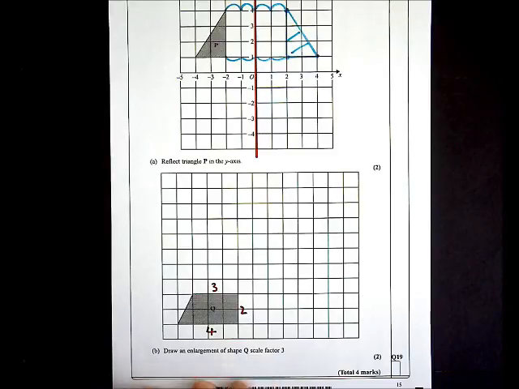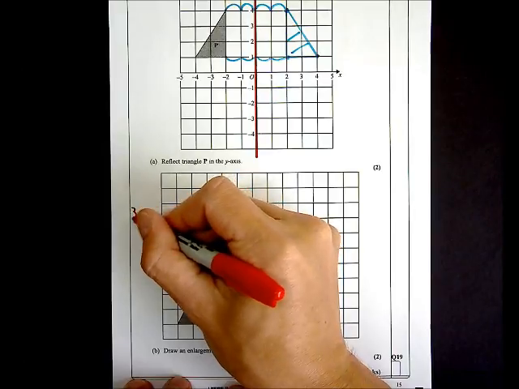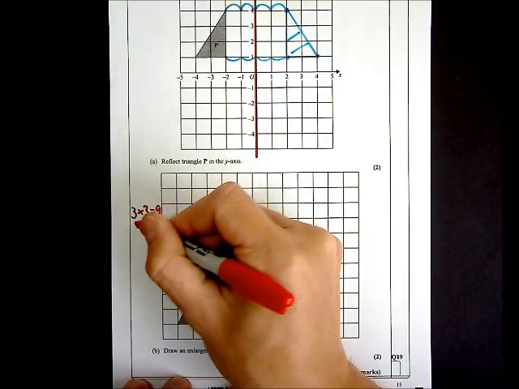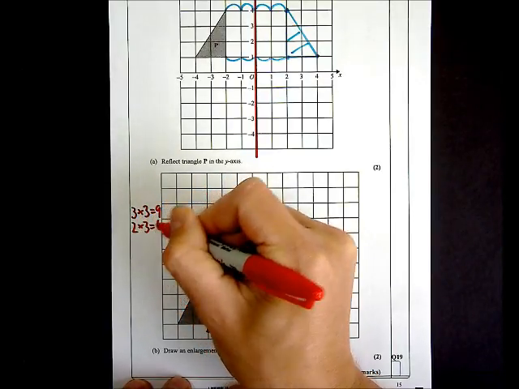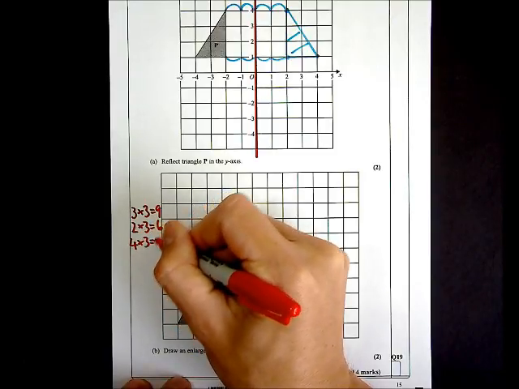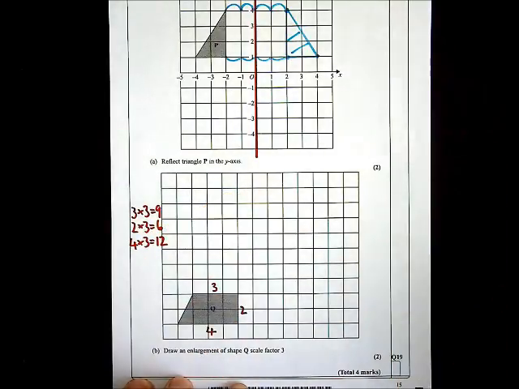Now I want to use a scale factor of 3, so I'm going to take all of these distances and multiply them by 3. So 3 times 3 would be 9, 2 times 3 would be 6, and 4 times 3 would be 12. So those are what the lengths of the shape now need to be.